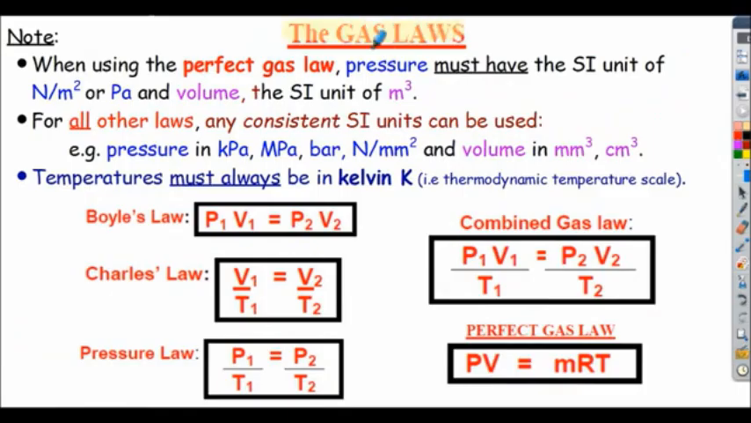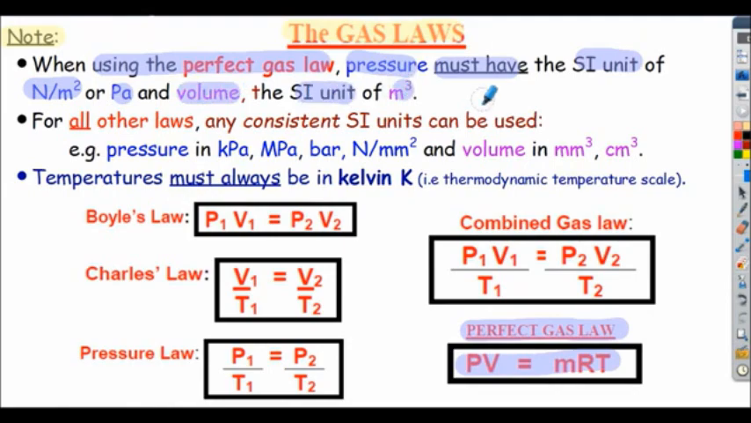However, when using the gas laws, we do need to note the following, and this is very important. When using the perfect gas law, shown here, PV is equal to MRT, the pressure must have the SI unit of the Newton per meter squared or Pascal, and the volume must have the SI unit of the meter cubed. It's absolutely essential when using the perfect gas law. However, for all the other laws, we can use any consistent SI units within the formula.